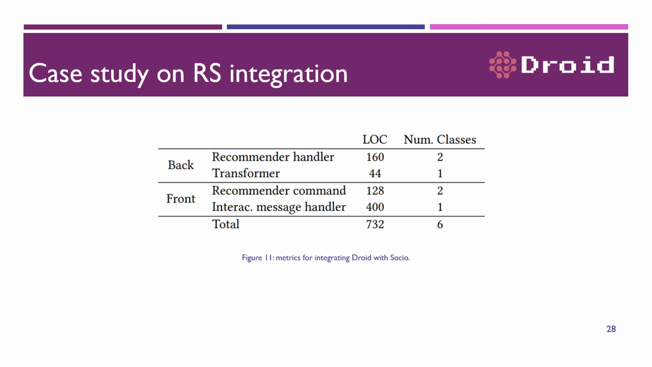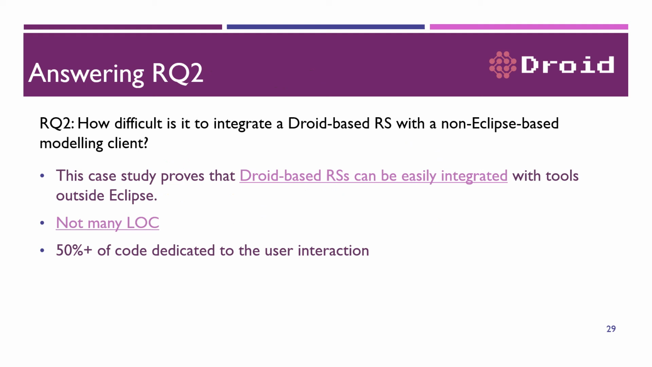In Figure 11, we can see the lines of code and the number of classes in the back end and front end for this integration of Droid with SOCIO. To answer the question, how difficult is it to integrate a Droid-based recommender system with a non-Eclipse-based modeling client, this case study proved that a Droid-based recommender system can be easily integrated with tools other than Eclipse. Also, there are not many lines of code, and more than 50% of the code is dedicated to the user interaction.